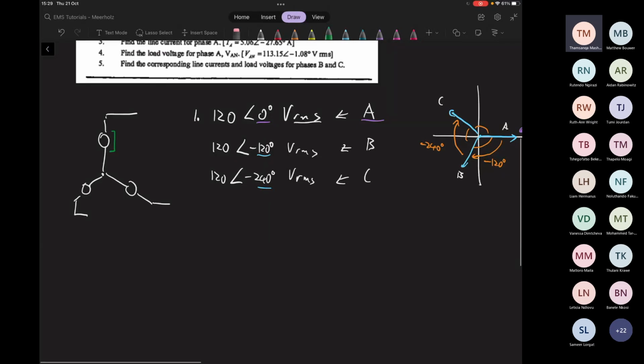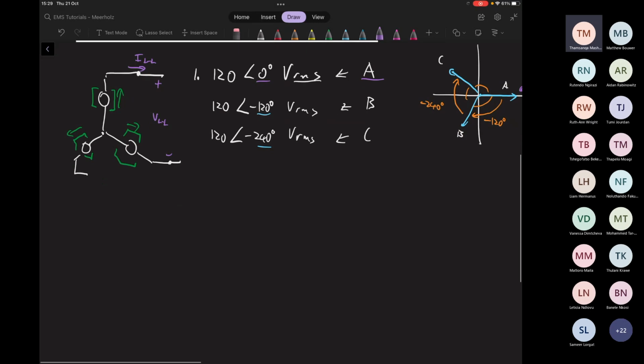Phases also refer to these individual supplies. These are your phase voltages, and the current that flows in these phases, in a 3-phase system, is your phase current. And then when you go to lines, we'll deal with line voltages, line to line.